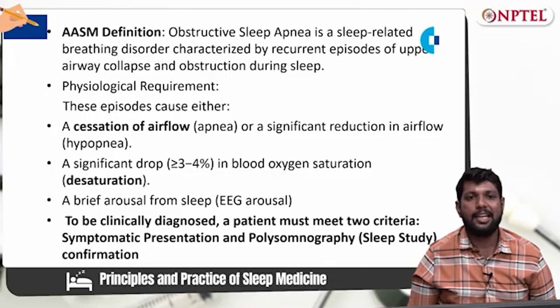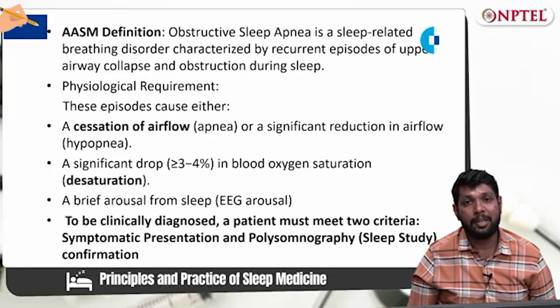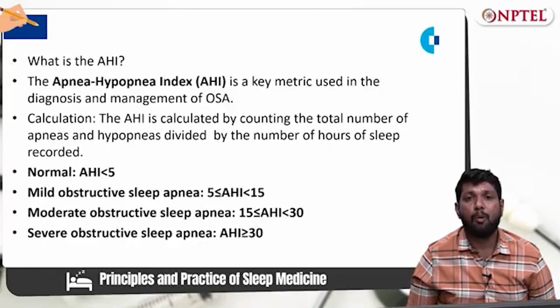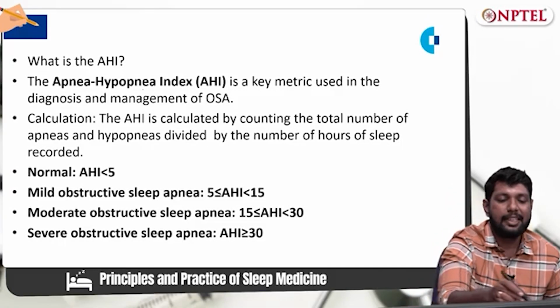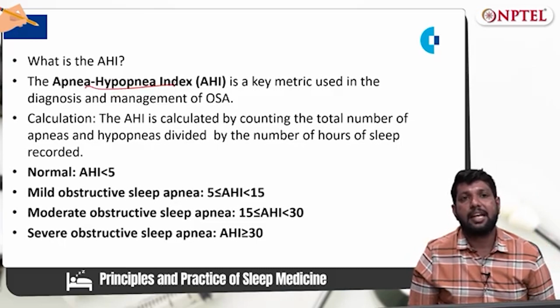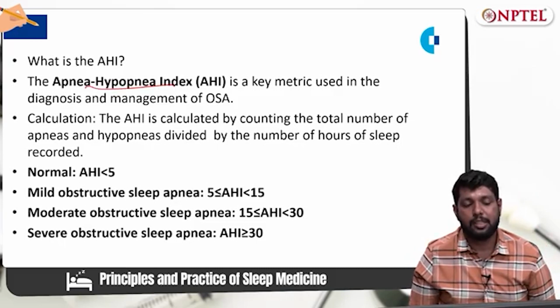To be clinically diagnosed, a patient must meet two criteria, that is symptomatic presentation and polysomnography confirmation. In polysomnography, we will describe AHI. What is AHI? The apnea-hypopnea index is a key metric used in diagnosis and management of OSA.